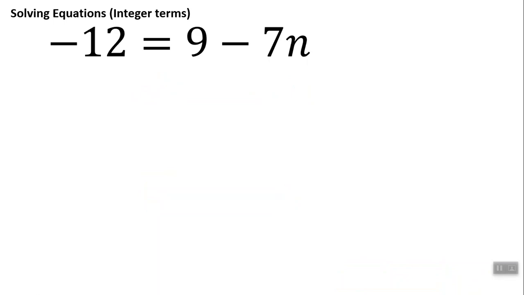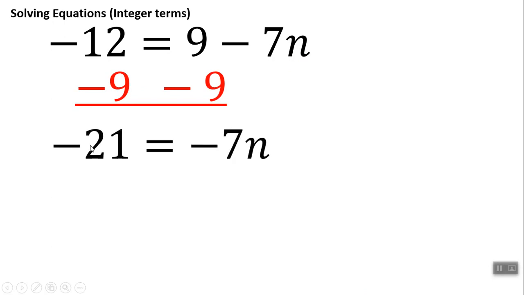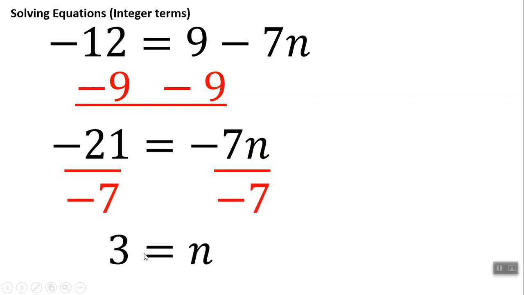-12 equals 9 minus 7n. Now this one, there's a little variation because the variable's on the right side of the equal sign. Not a big deal. You still get rid of your constant, which is 9. You're going to subtract that from both sides. You end up getting -21 equaling -7n. From there, you're going to divide both sides by -7. And you end up getting n equaling 3.